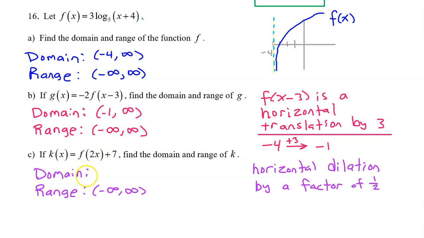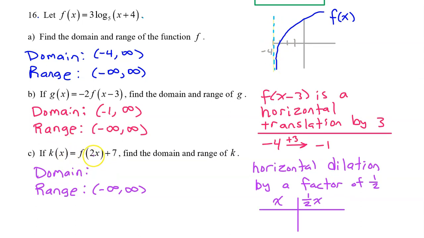So the domain will depend on what the vertical asymptote is. This 2 on the inside is a horizontal dilation by a factor of 1/2. This will affect x values, including the x value of the vertical asymptote. So any x value that was -4 will be multiplied by 1/2. So the new x value will be -2. This will be the new location of the vertical asymptote. So therefore, the domain will now be from -2 to infinity.